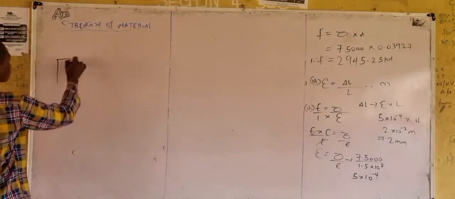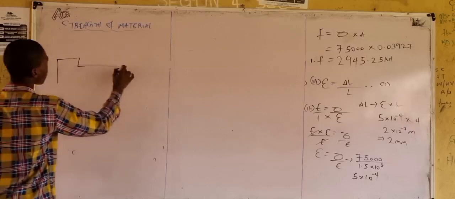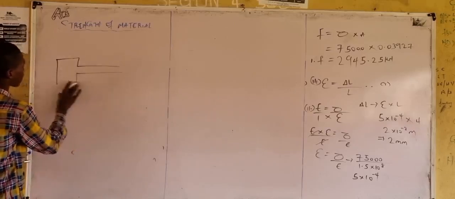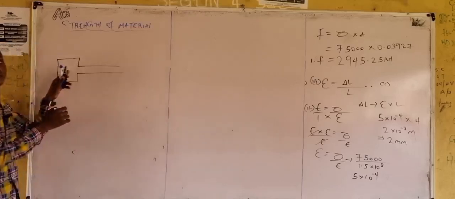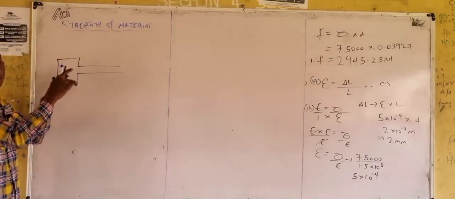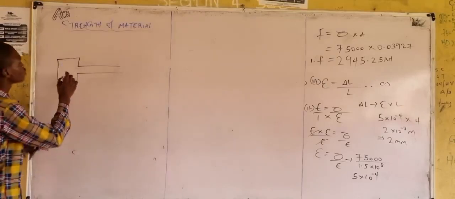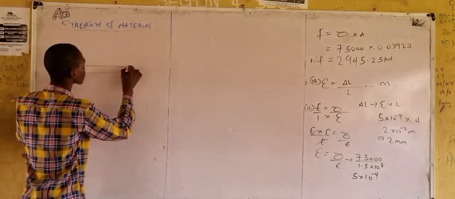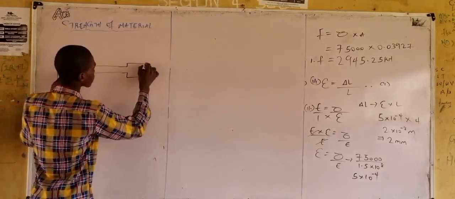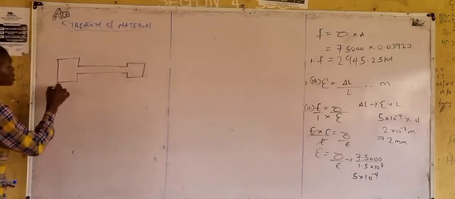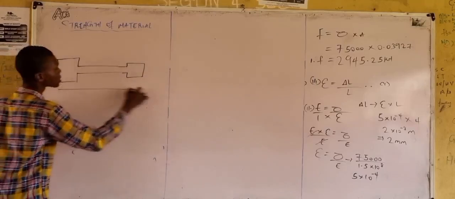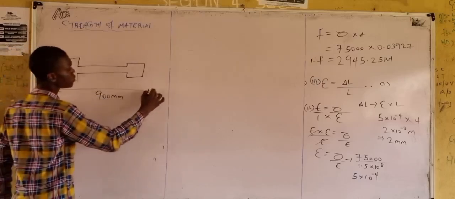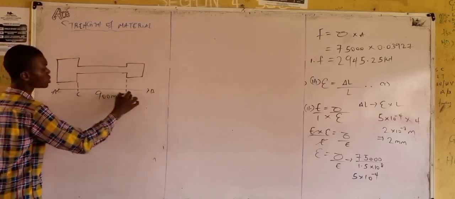The two ends are 200 mm in length. The diameters are 40 and 30. This is A. The total length is 900 mm, that's A to B. This is C, this is D, right?